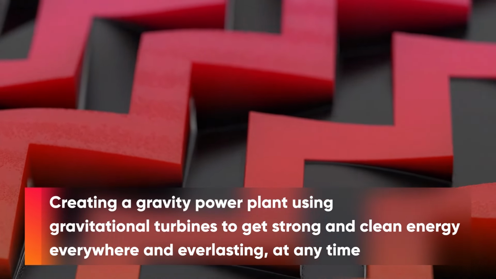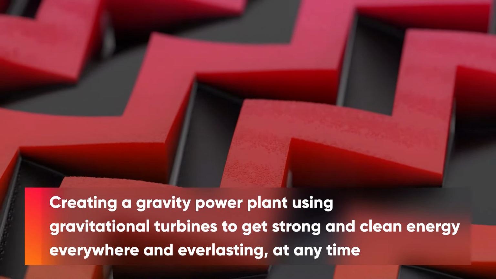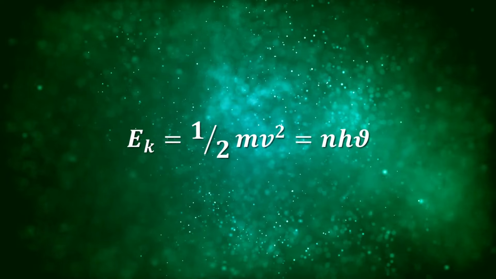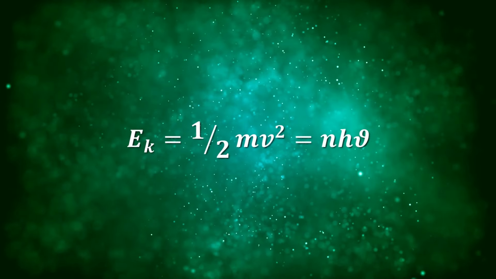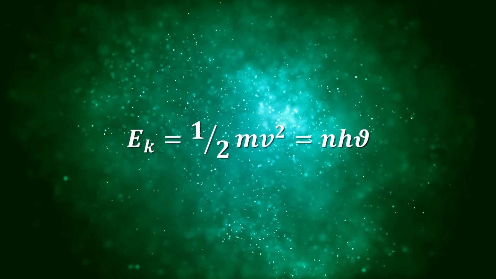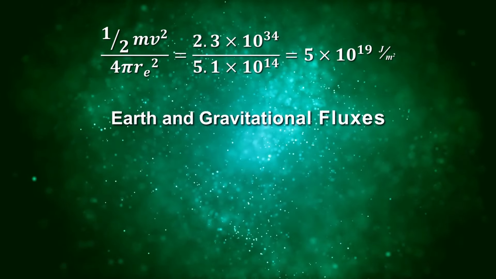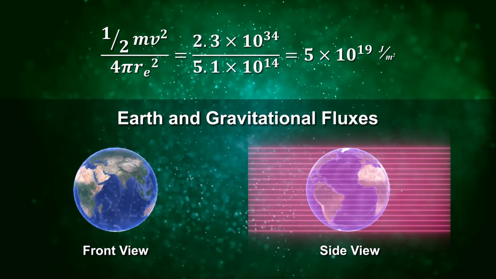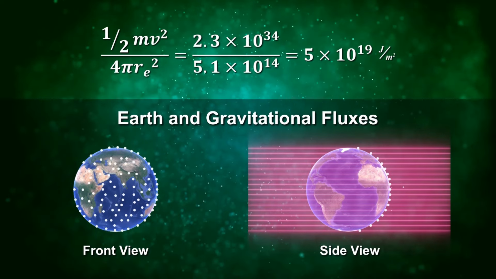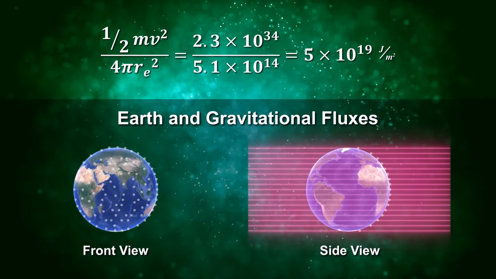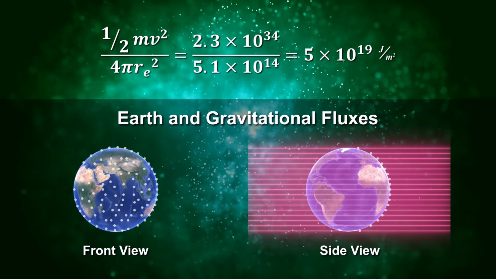Creating a gravity power plant using gravitational turbines to get strong and clean energy everywhere and everlasting at any time. Given that the kinetic energy of the planets has the following relation to the gravitational energy, it can be concluded that the passing energy through the Earth's surface is as follows. This is actually the passing gravitational wave energy through the Earth's surface in 1 square meter. It should be noted that this energy is so large and so efficient. If it can be used, affordable, clean, everlasting energy can be produced everywhere and at any time.